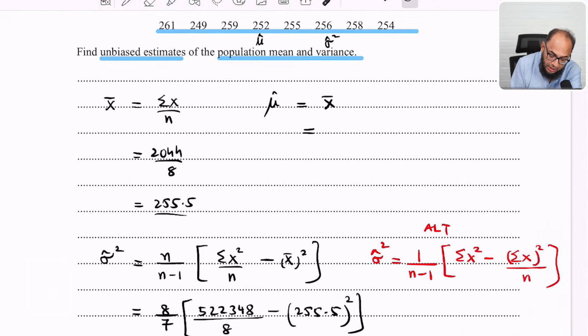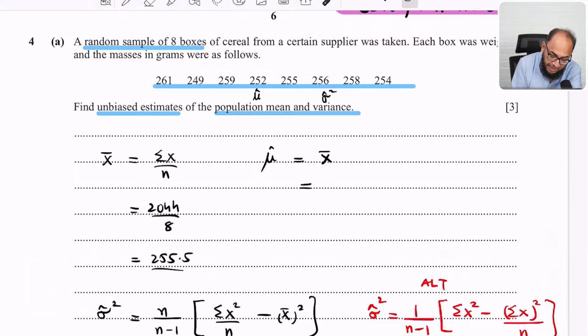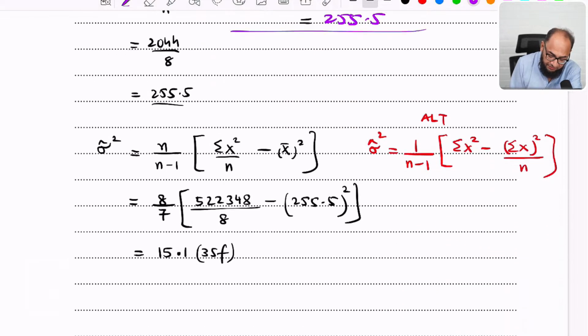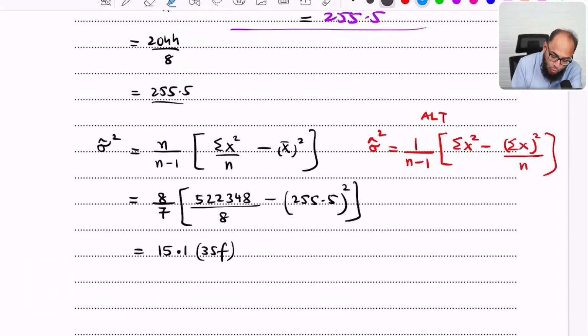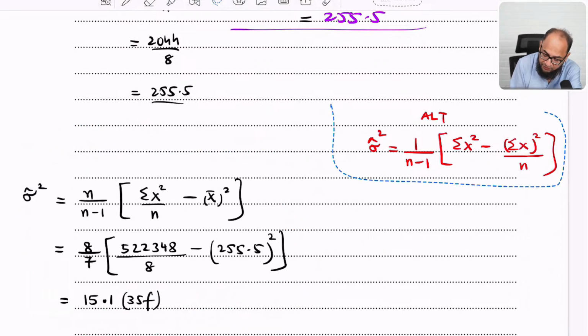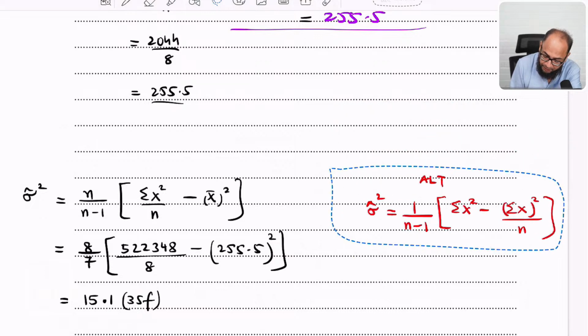And what is the rule? The rule is that the unbiased estimate of the population mean is the same thing as the sample mean. So this comes out to be 255.5. That is one thing that we found out. The next thing is the unbiased estimate of population variance. There are two ways of calculating this. So let me just push this thing to the side. That's right over here. Or we also have this formula.